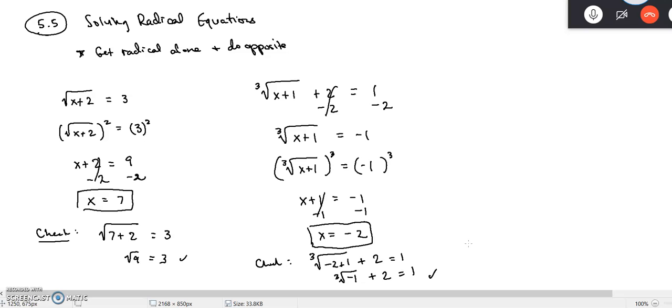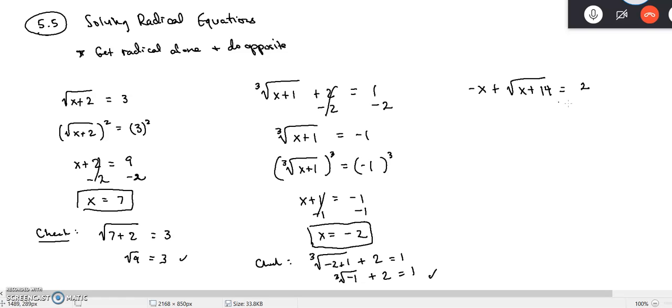Okay, so that's the basic idea there. Get the radical by itself and raise it to an exponent. Let's do one of the ones that's just a smidge more complicated and make sure that we're good with that. Let's do this one. Let's say we've got -x plus 14 equals 2.